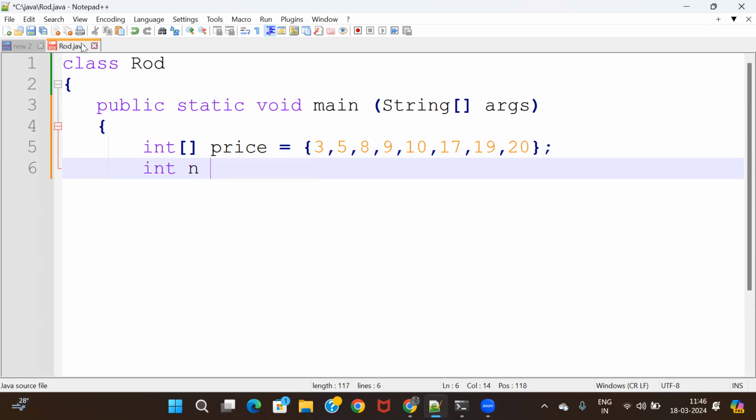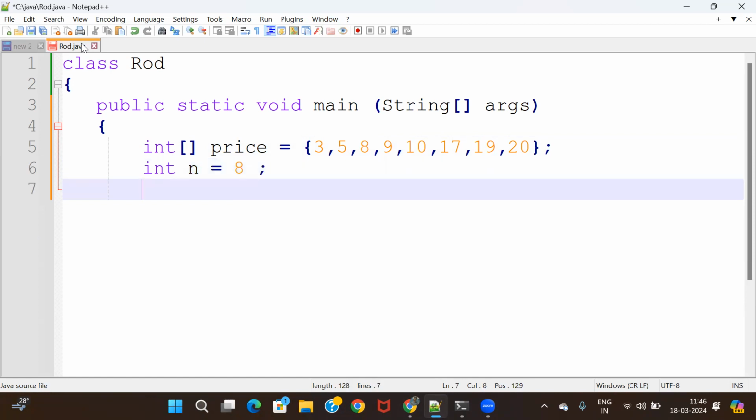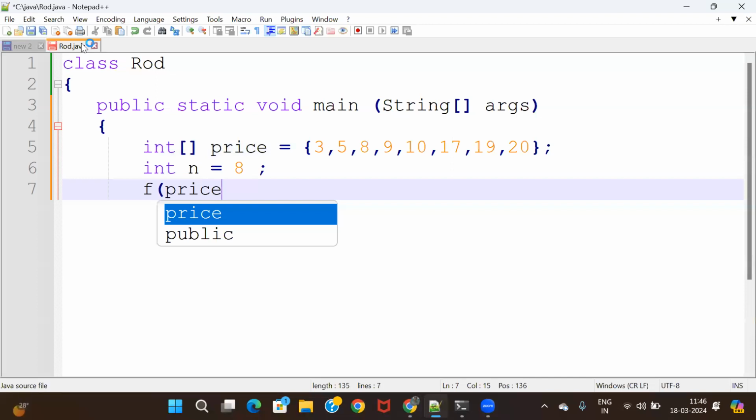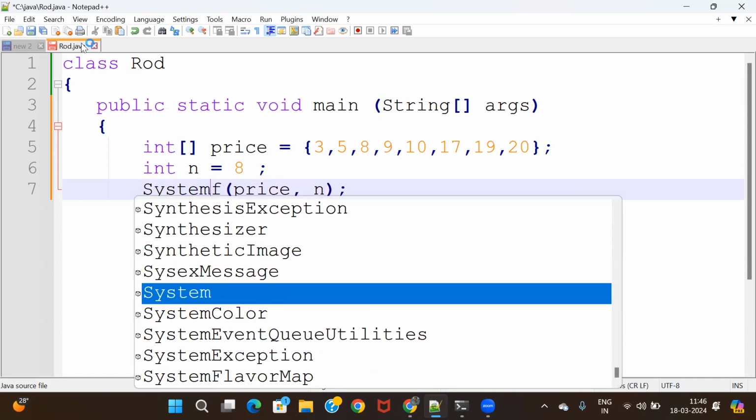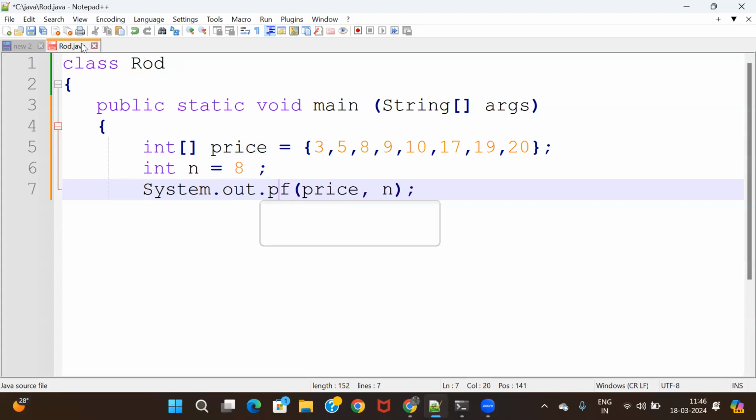Now, let n be the total length of the rod. Now let us call a function f, pass the prices as well as the length of the rod, and print the result. This is your main method.